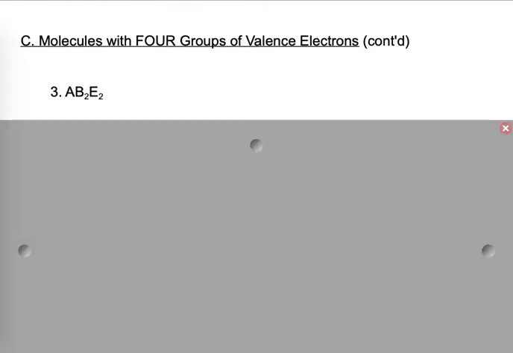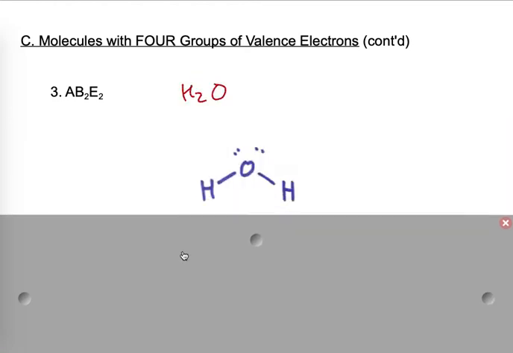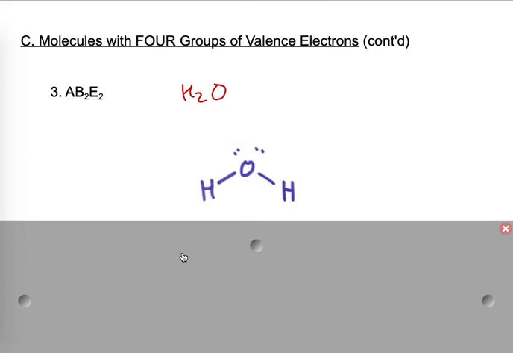My final example of a molecule with four groups of valence electrons would be one that falls into the AB2E2 type category, meaning that there are two atoms bonded to the central atom and now two lone pairs on the central atom. An example of that would be water, H2O. If I draw a Lewis structure, I see that I've got two bonded atoms and two lone pairs.